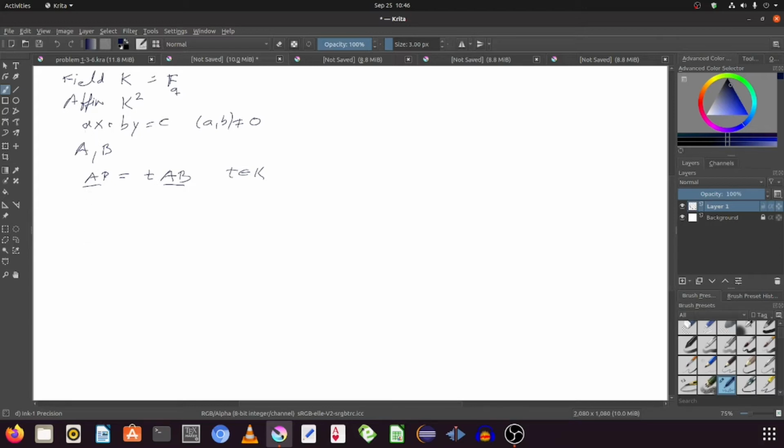So the structure from here, I think it comes from the determinant. In all the affine spaces, it's a linear space over K, we have the determinant. So this one can be written as the determinant of AP with AB vanishes. So I believe these are equivalent.